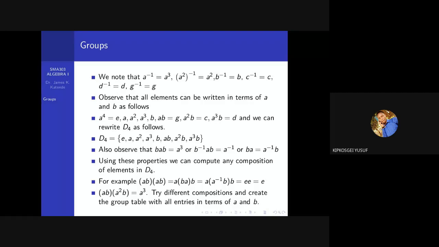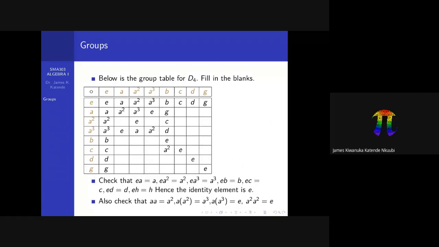Hapo juu bado nachanganya kidogo. Wapi juu? Is equals to A cube. Kija hapo mbele unapata B inverse is equals to B, C inverse is equals to B. Now you need to go back to the definition of a group. Did you do SMA305? Yes. And you don't recall anything of this sort? Nilikuwa nayo mimi andika. So these are the elements of the group, right?